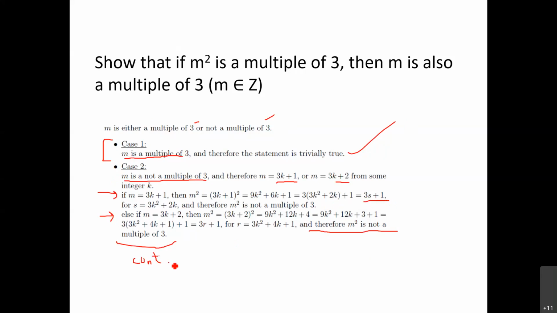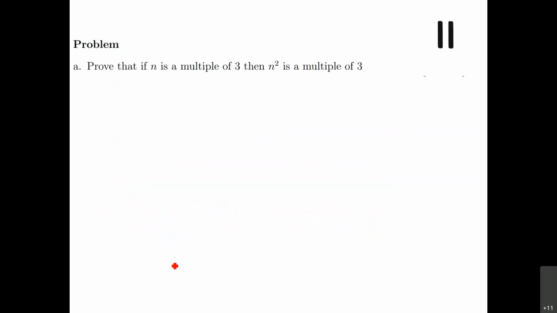Okay. Moving on. Try to do this. Prove that if n is a multiple of 3, then n squared is also a multiple of 3. If you have questions or anything, let me know. Otherwise, take a minute or two to do this.